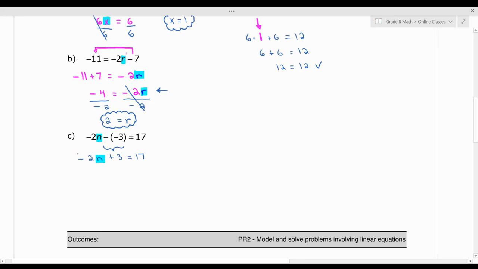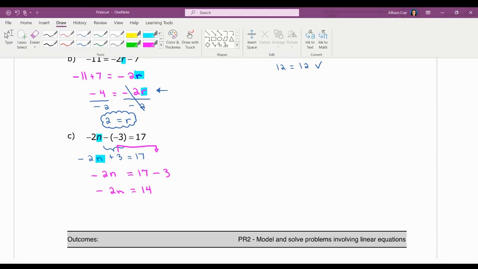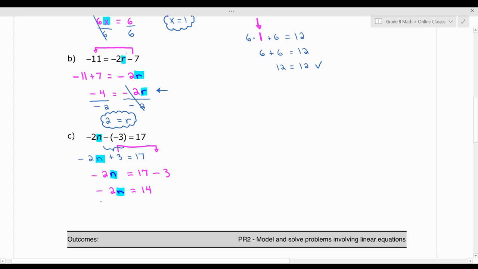Okay, and then I want to look. So here's my term with the variable. I want to get it by itself. So to do that, I'm going to think about how do I get rid of this plus 3? Well, I like to think about kicking it over to the other side. It's going to switch to a negative. So I'll have negative 2n is equal to 17 minus 3. Clean stuff up. 17 minus 3 will give you 14. And then in order to solve for n, I'm going to divide both sides by negative 2. Left-hand side will cancel out, and I will get n is equal to negative 7.